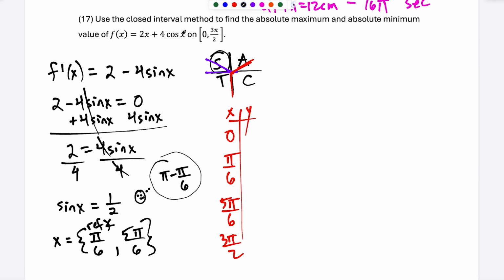Now, we plug these back into the original function. So if I plug in 0, I would have 2 times 0 plus 4 cosine 0.